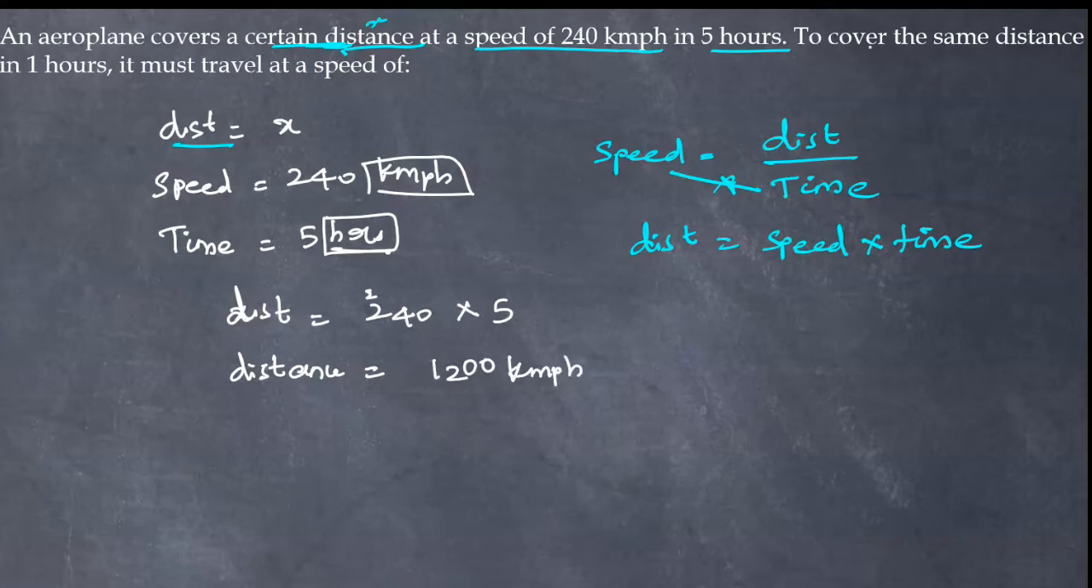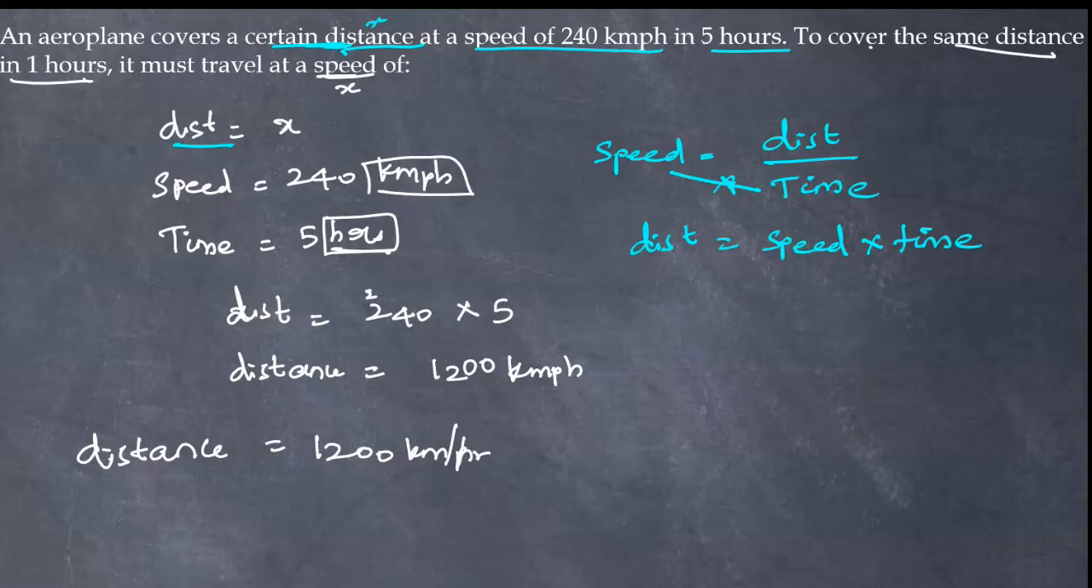Now to cover the same distance in 1 hour, it must travel at a speed x. Here speed is x and the distance is the same and time is 1 hour. So the second set of data is: distance is the same, which is 1200 km, and then time they have given us is 1 hour. So time is 1 hour and we have to find the value of speed. So we know the speed is question mark here.